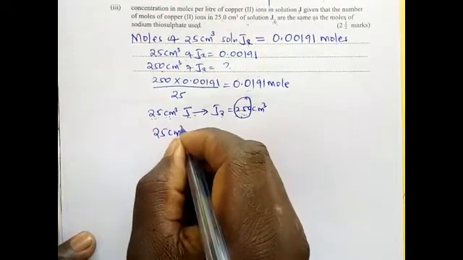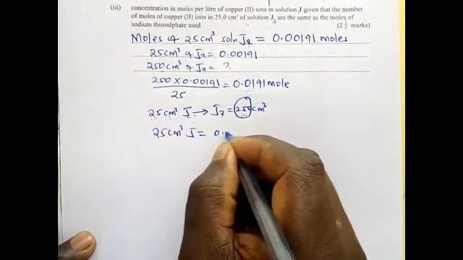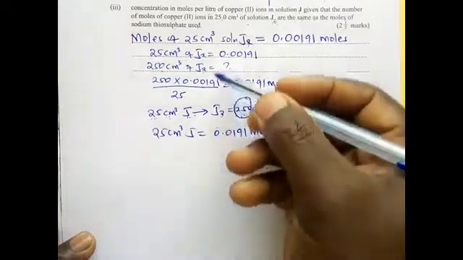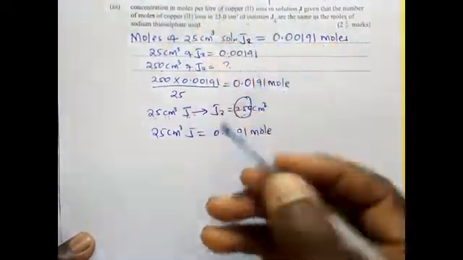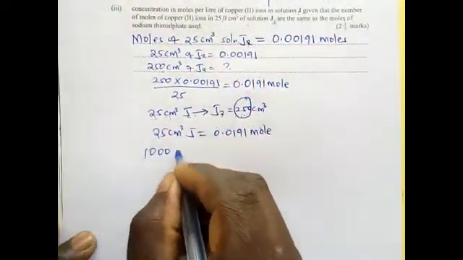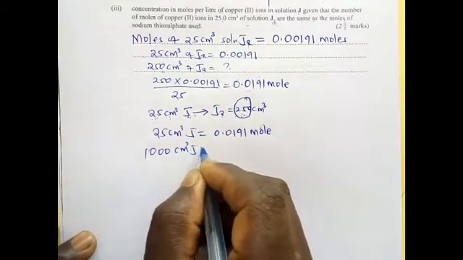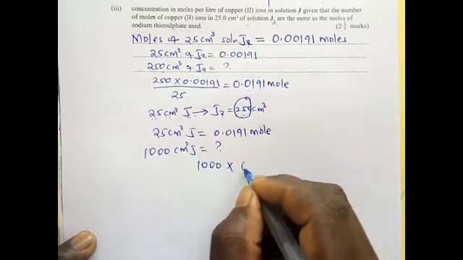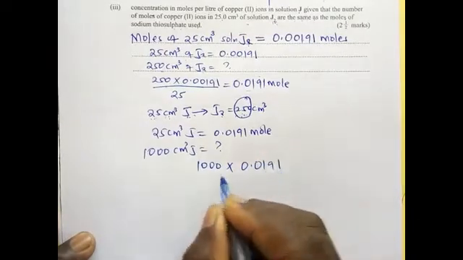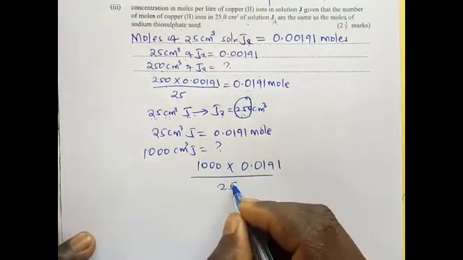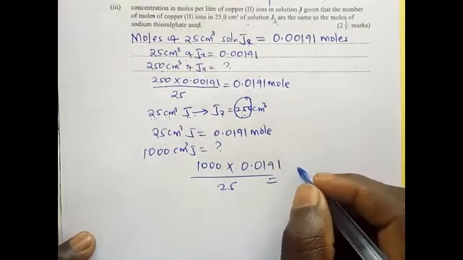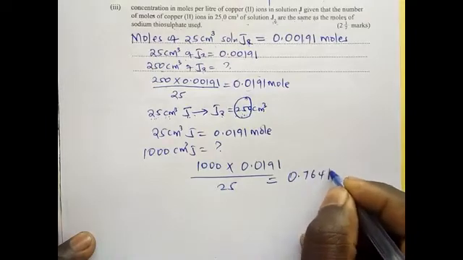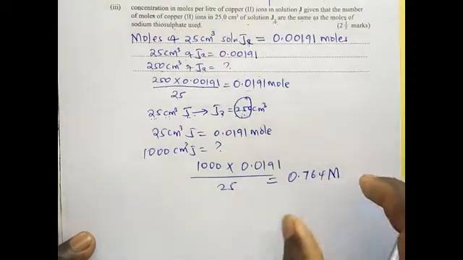So 25 centimeters cube of J has 0.0191 moles. Because we want the concentration in moles per liter, we ask: 1,000 centimeters cube, which is a liter, of solution J will contain how many moles? 1,000 times 0.0191 divided by 25, which will give us 0.764 capital M. Capital M stands for molarity.